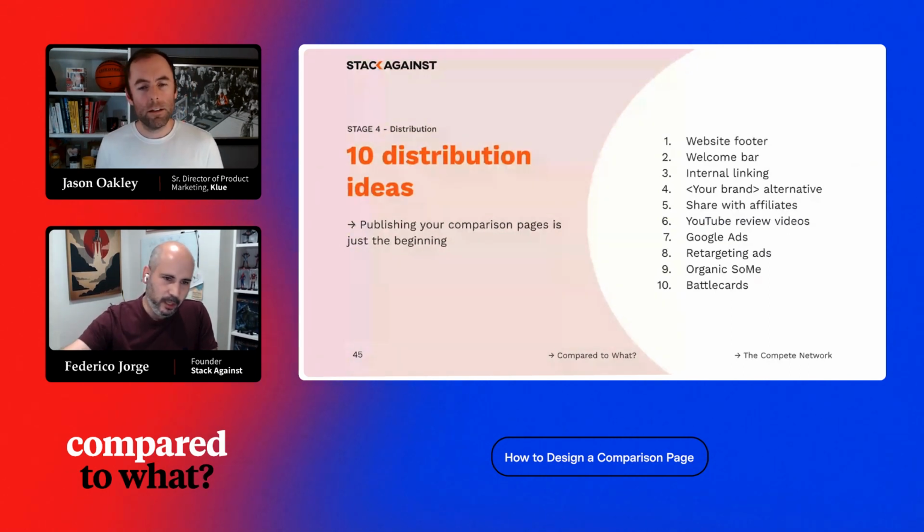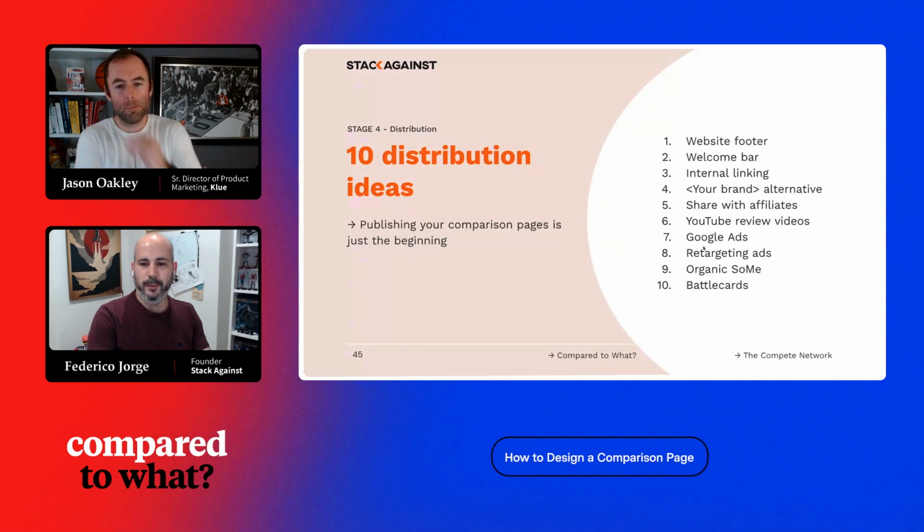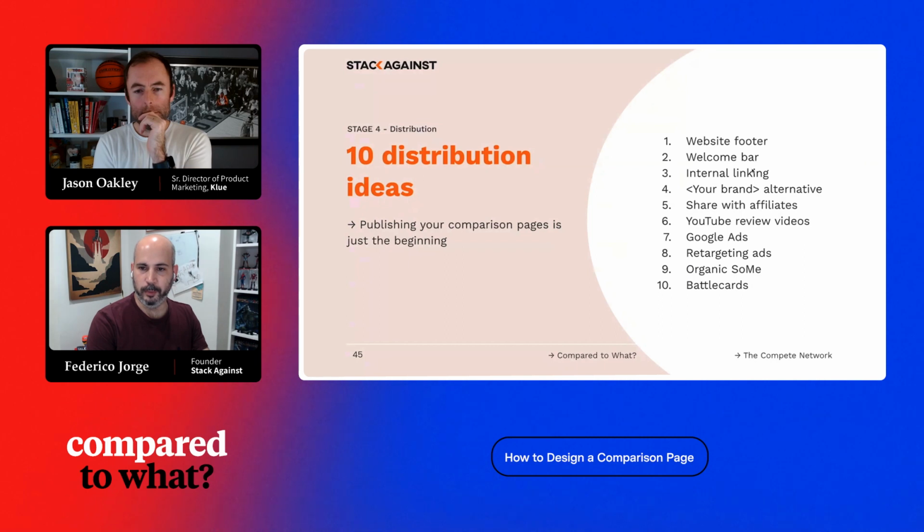Some of these are very easy to execute. Some of these are going to be more complex. And these are 10 ways we've discovered that you can use to put your pages, your comparison pages, in front of more people. So probably the standard one is the website footer.